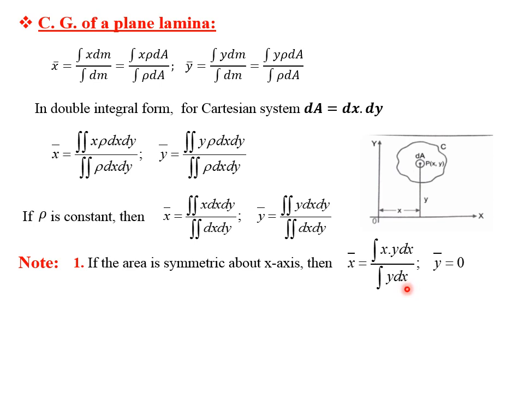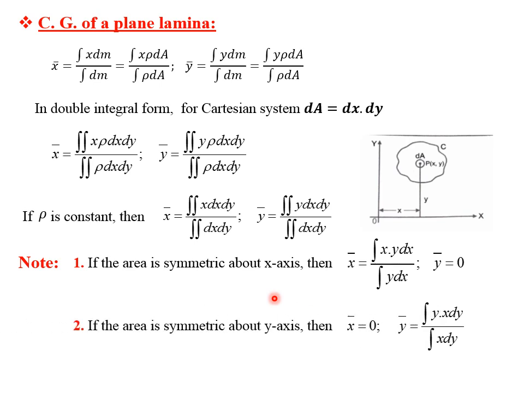And obviously, as the area is symmetric about the x-axis, the center of gravity of this complete area will lie on the x-axis, and as it lies on the x-axis, y bar will be 0 for that one. How it is, we are going to study with the help of particular examples in our further slides.